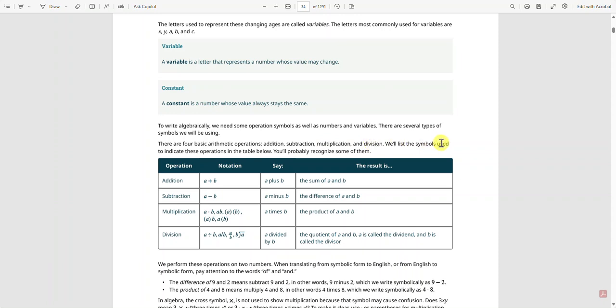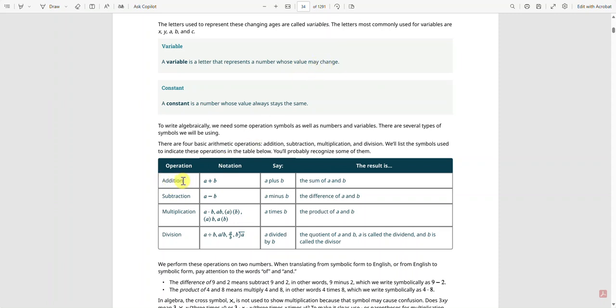We'll list the symbols used to indicate these operations in the table below. You'll probably recognize some or most of them. So let's take a look. We've got the 4 basic operations here on the left, and then we're shown how they are expressed in algebra. And we see that we're using letters instead of quantities. And remember, we learned that these letters are representing variables. A variable is a letter that represents a number whose value may change. So it's different from arithmetic.